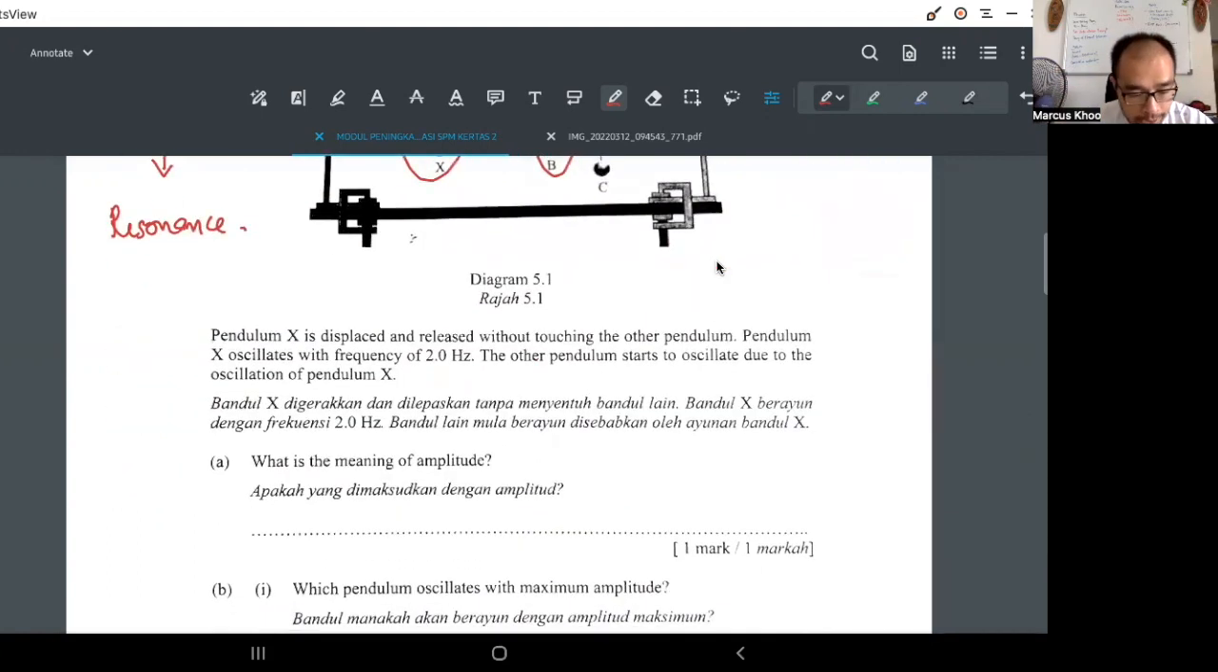Okay, so pendulum X is displaced and released without touching the other pendulums. So pendulum X oscillates with a frequency of 2 Hertz. The other pendulums start to oscillate due to the oscillation of pendulum X, it's normal.